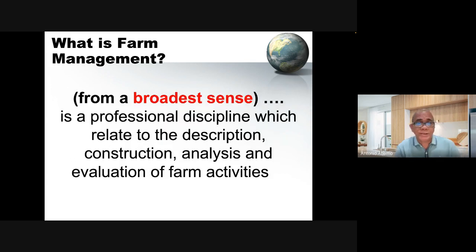Now, in the broadest sense, farm management is a professional discipline which relates to the description, construction, analysis, and evaluation of farm activities.